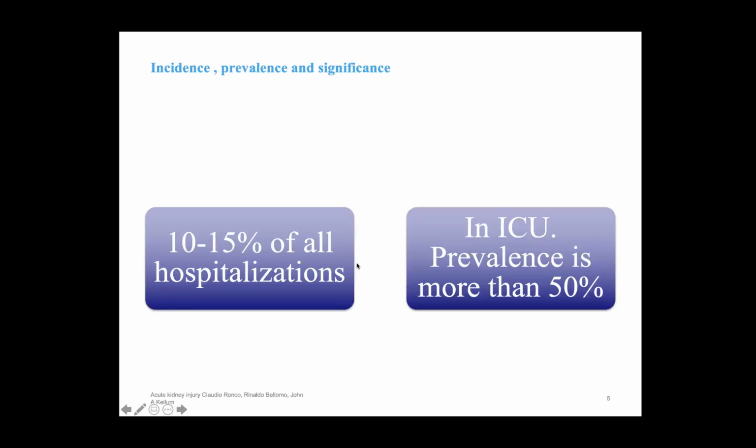Okay, here you go. So what is the incidence of AKI? You see it in around 10 to 15% of all hospitalizations, but in the ICU, the prevalence is more than 50%. And this is important to know because any patient in the ICU with AKI and any patient with sepsis, if the patient has an additional AKI, then their mortality is almost 60 to 70%.